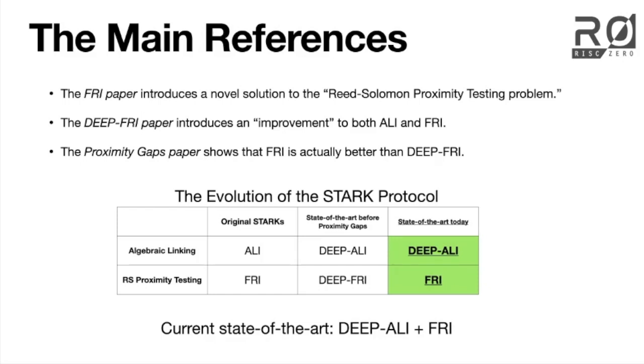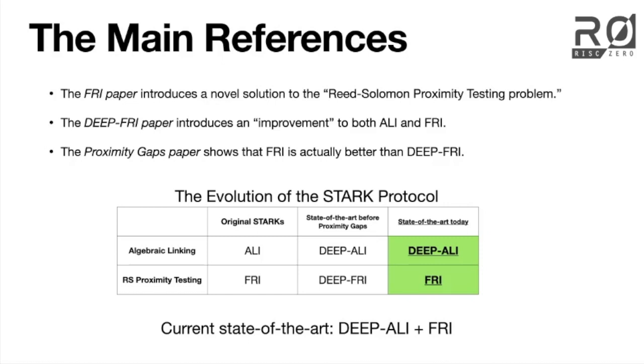So I mentioned that there are these two different versions. There's the without-deep version and the with-deep version. Deep stands for degree extension for the elimination of pretenders. When Starks were originally created, there was no deep yet. It was Ali and FRI. And then a year or two later, this deep technique was created. And at that point, people were running Starks using deep Ali and deep FRI.